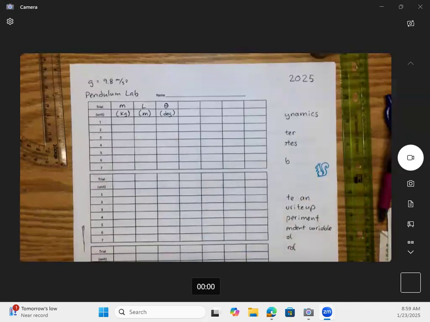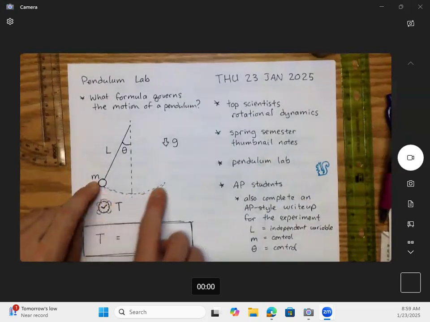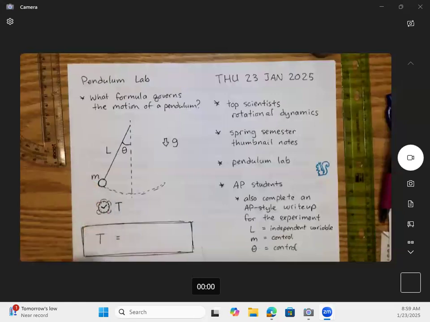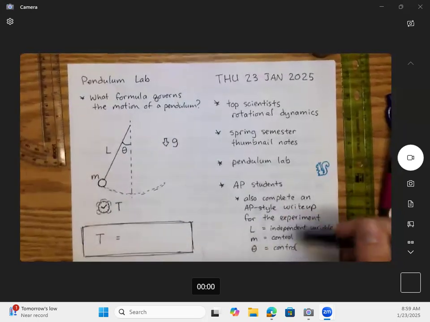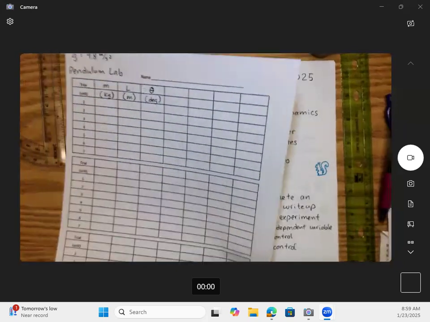Remember, one oscillation is from the left to the right, back to the left again. That's one full oscillation. Do we do 5 oscillations, or do we have to do 10? Yeah, you can do 5. It's left up to you. Just in your write up, specify how many oscillations you did. 5 is fine.